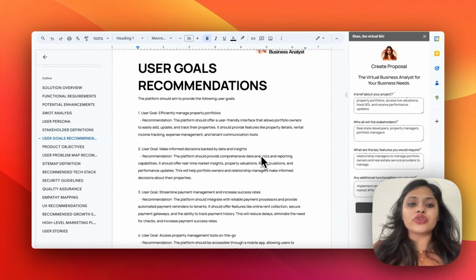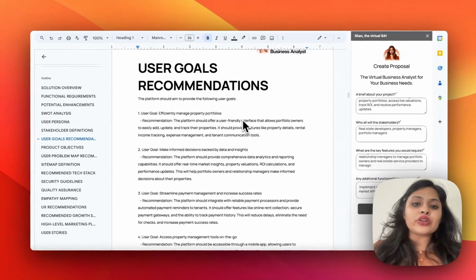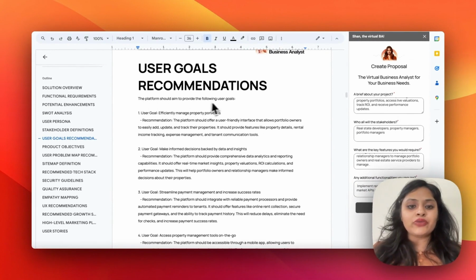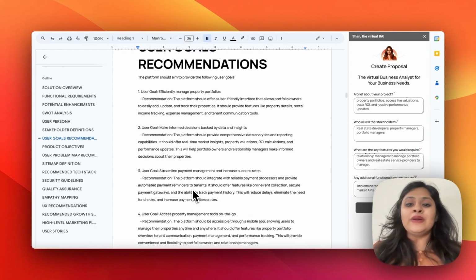Then you have the user goal recommendation, where it basically talks about what the user would be doing on this platform. So the platform should aim to provide the following user goals. And these things really help map down the high-level marketing plans, and also what your go-to-market strategy would be, as well as the user stories. These kind of things really help nail it further down.